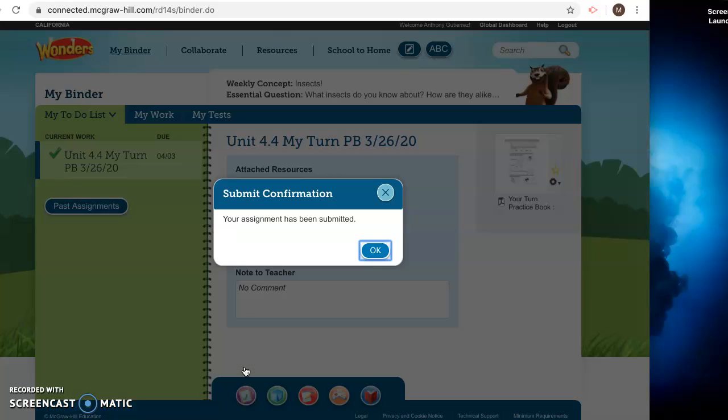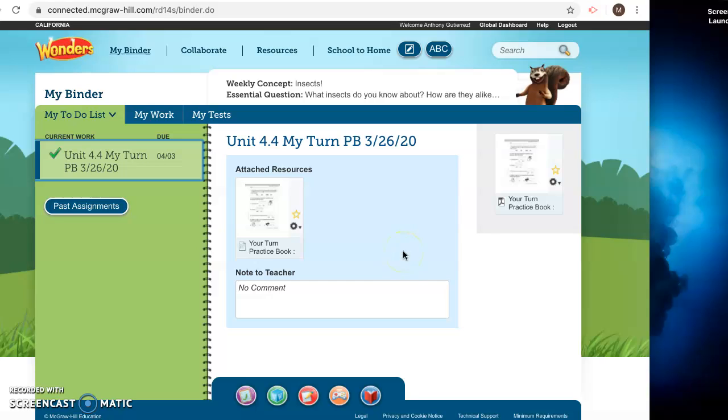and that will be sent straight to me, to my folder. You don't need to print anything or take pictures of anything. It just goes straight to me to grade. If you have any questions, please let me know and I'll be happy to help.